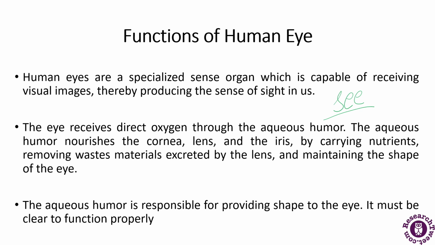Now the eye receives direct oxygen through the aqueous humor. The aqueous humor nourishes the human lens and the iris by carrying the nutrients and waste materials excreted by the lens, and it also helps in maintaining the shape of the lens. Now what is the aqueous humor responsible for? Aqueous humor is responsible for the shape of the eye, and it must be clear to function properly. So this is the function of the human eye.